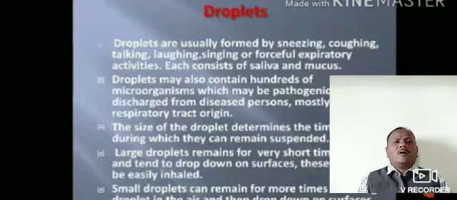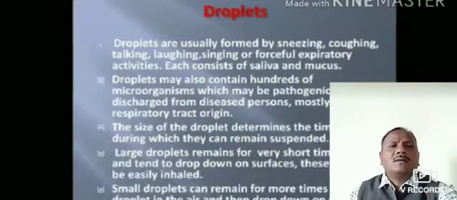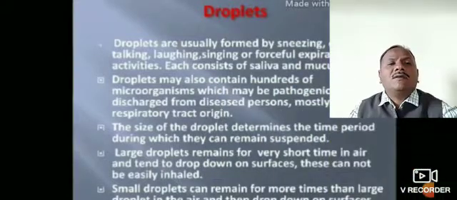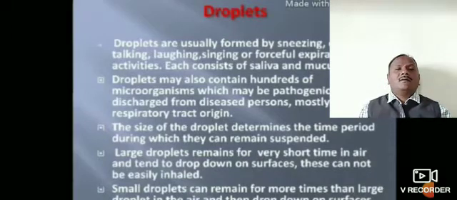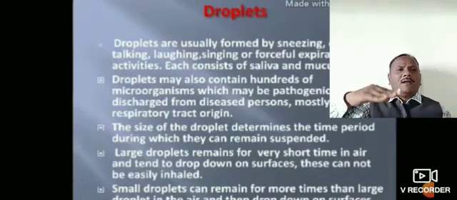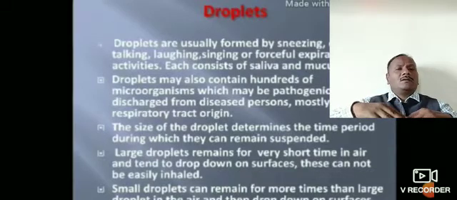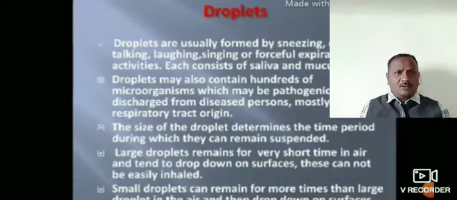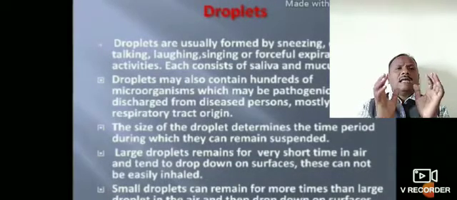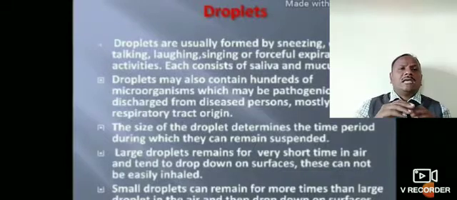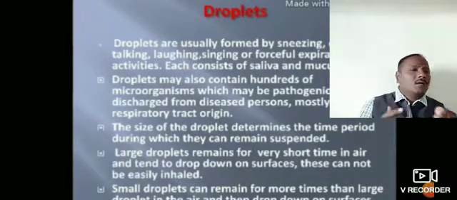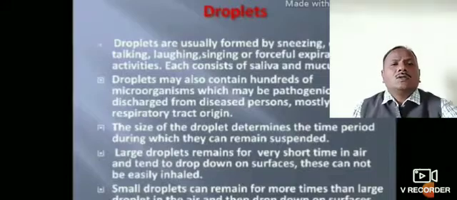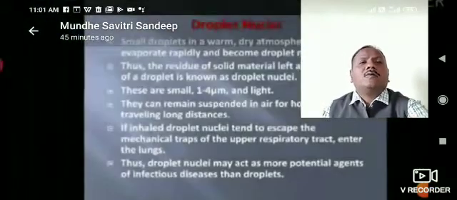The size of the droplets determines the time period during which they can remain suspended. Large droplets remain for a very short time, because light weighted droplets survive for long periods in the air. But large or heavily weighted droplets have very little time during which they can remain suspended in the air. So this is regarding the droplets.